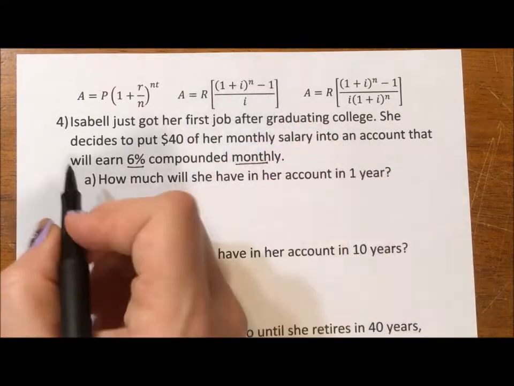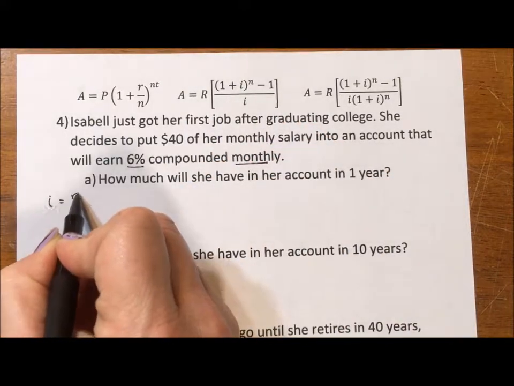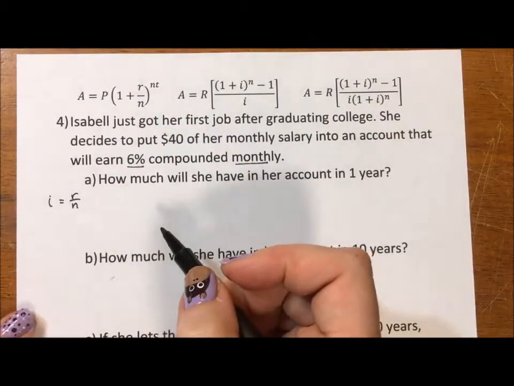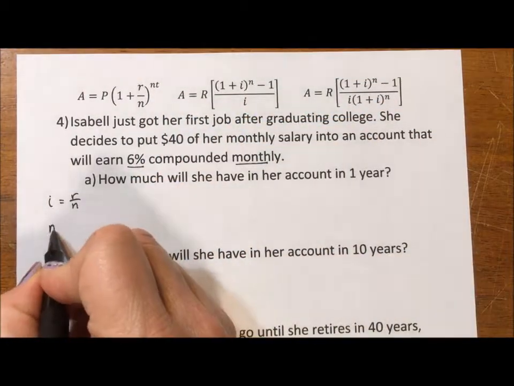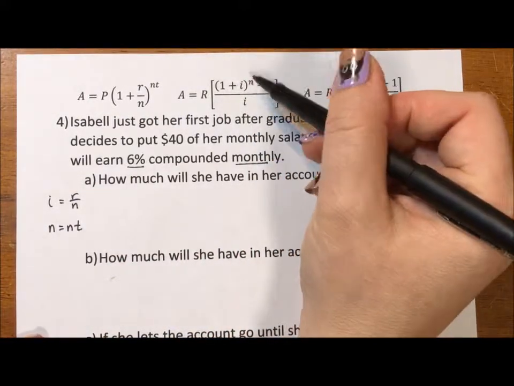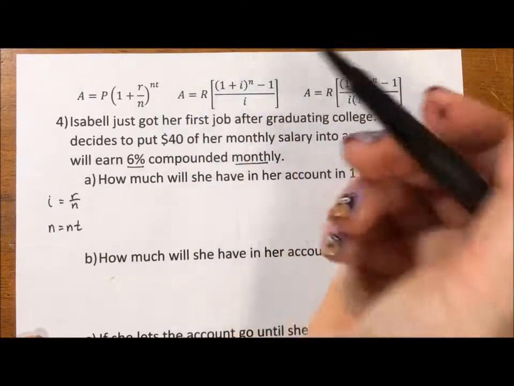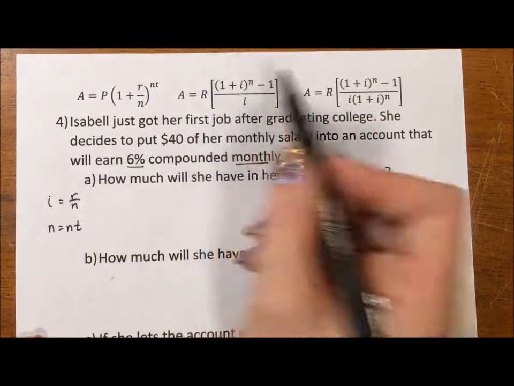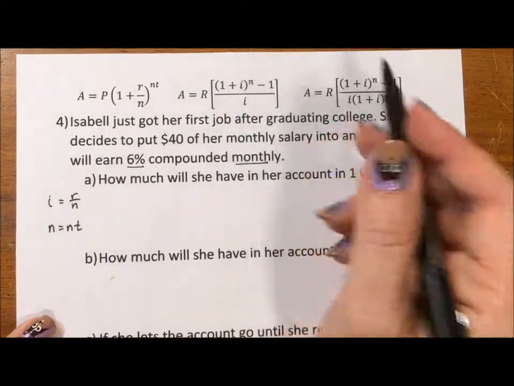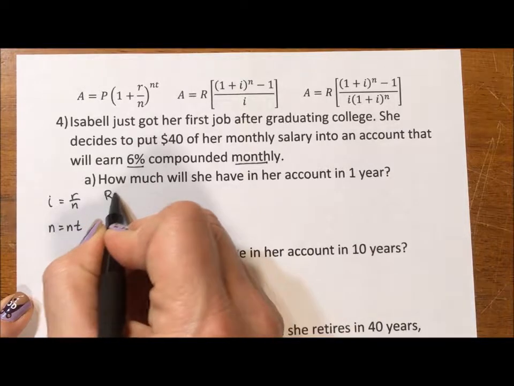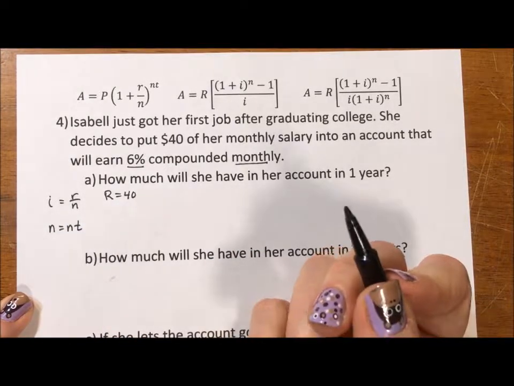This 1 plus I is really just R over N, the same R over N that's right here in our lump sum equation. And this N is really meaning the same as NT. I don't know why some books do this N and sometimes do NT. It gets a little confusing, but just remember this interest isn't just being done 12 times, it's being done 12 times however many years. Okay, so R is going to be $40 because that's how much she's investing.